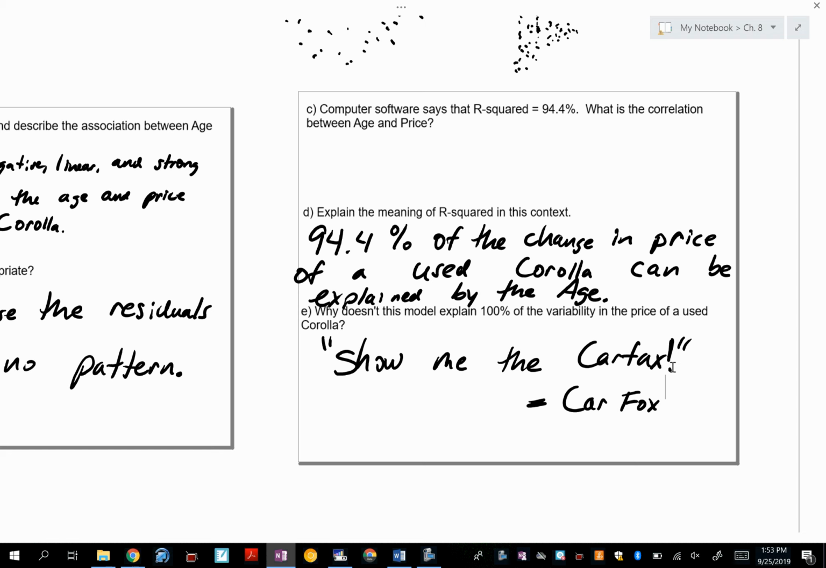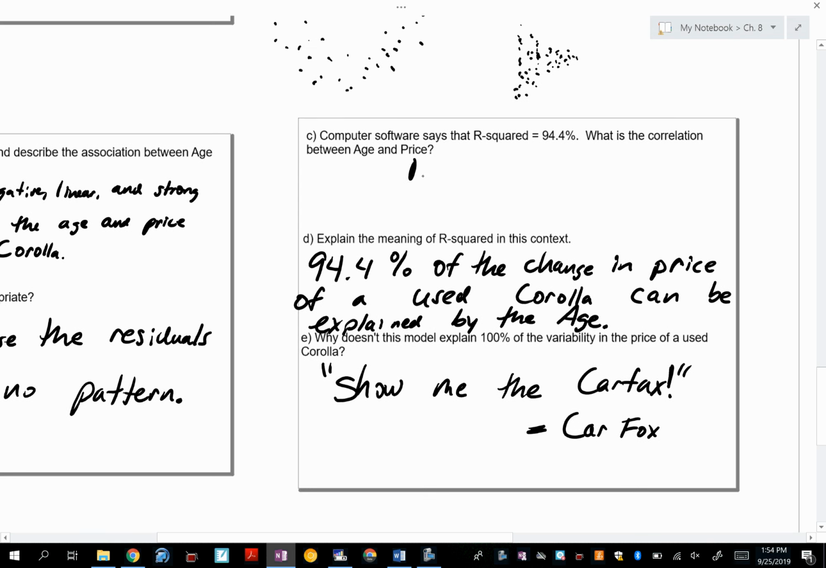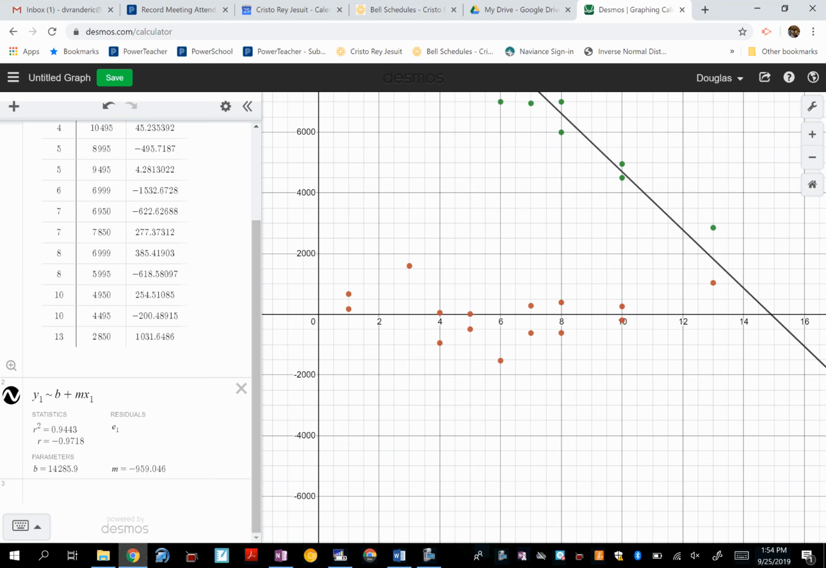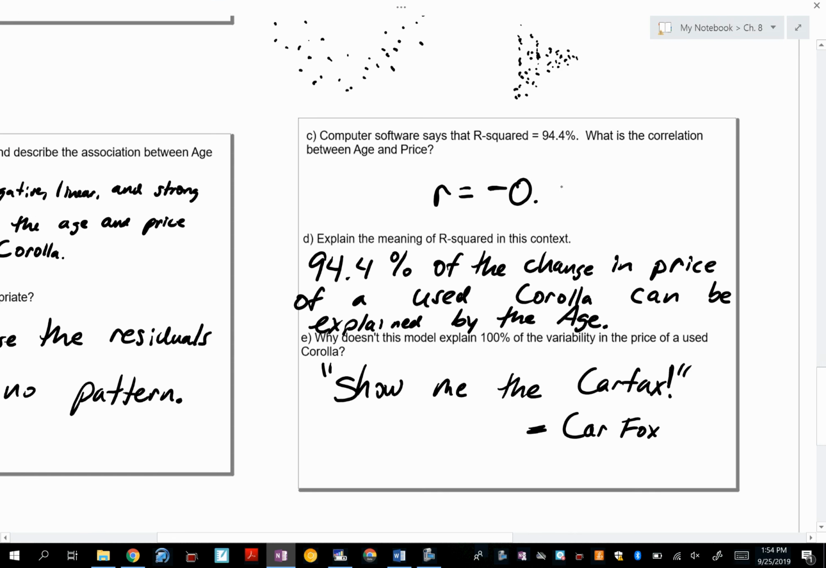Okay, so now in C it says, what is the correlation? We actually can go find it in Desmos. R equals, what is it? Negative 0.972. Guys, that is strong. If you did not agree with your ref at the very beginning, where she said it was strong, hopefully when you saw that negative 0.972, you're thinking, wow, that's really strong. Why is this really strong? Because it's close to what? It's close to -1. Close to 0 would be weak, right, Shirley?